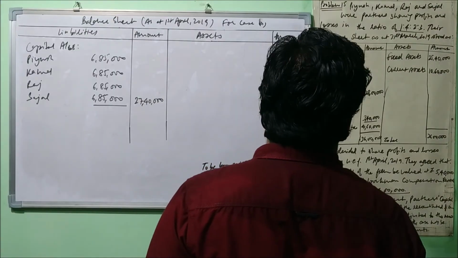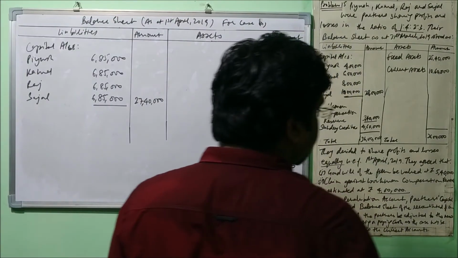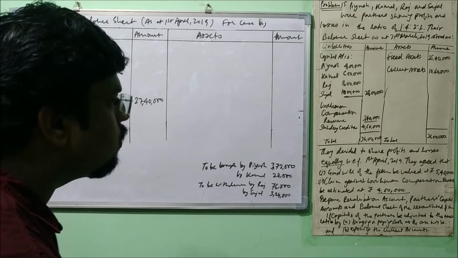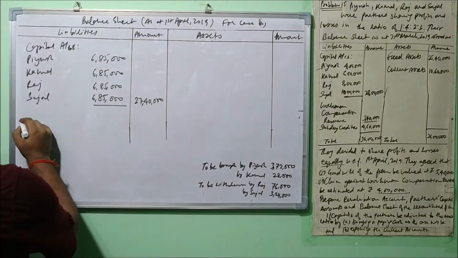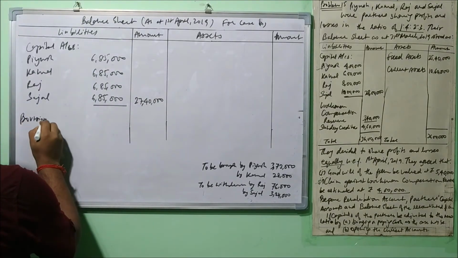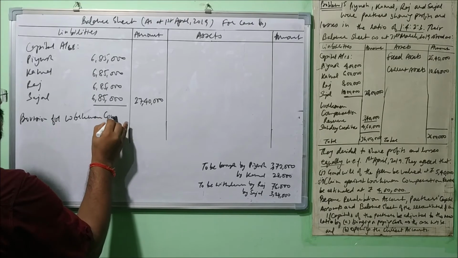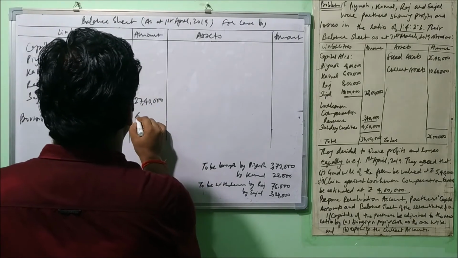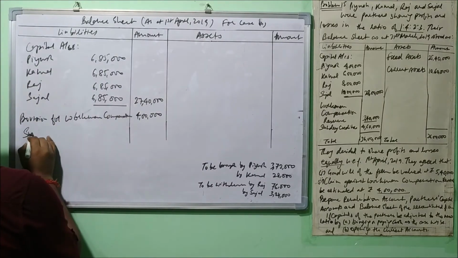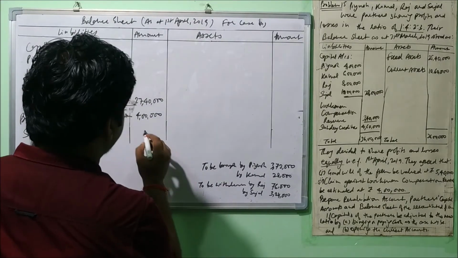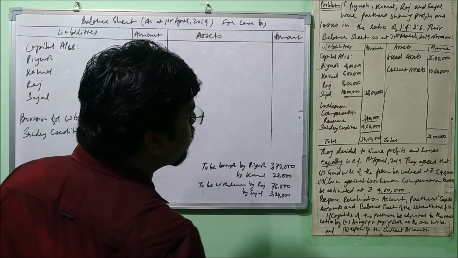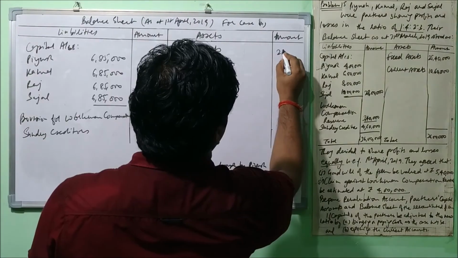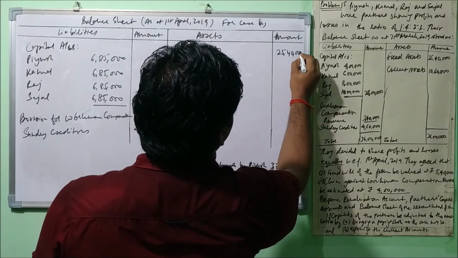Okay, now let's see workman compensation reserve. The reserve has been dissolved now, only the claim exists. So we can mention that provision for workman compensation. How much is the amount of the claim? 4 lakh. Sundry creditors, no change, these are as it is, 4,60,000. No other value. Now fixed assets, 25,40,000.